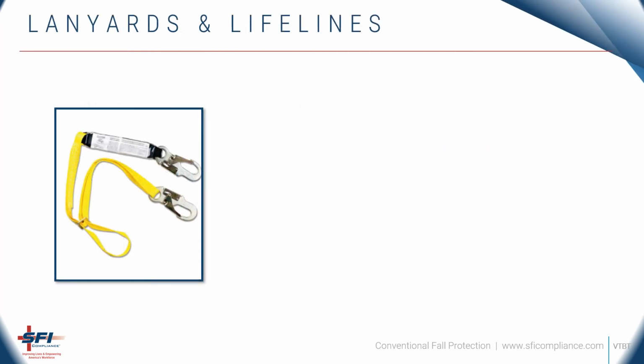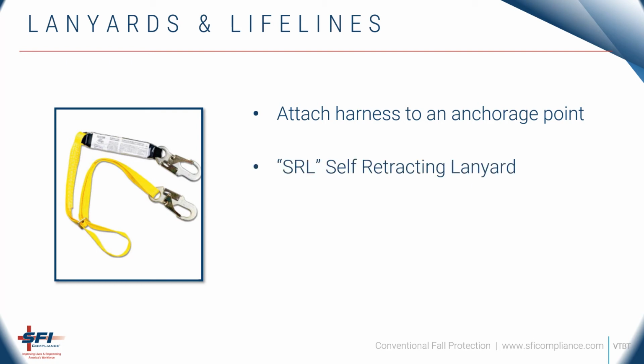Lanyards and lifelines create the connection in between the worker's full body harness and the anchorage point. There are many types of lanyards and lifelines available. SRLs, or self-retracting lanyards, automatically adjust in length and provide a hassle-free operation once they have been properly set up. Rope grabs, on the other hand, must be adjusted by the user to achieve proper length. Some lanyards come in fixed lengths, and others have multiple legs for various applications.